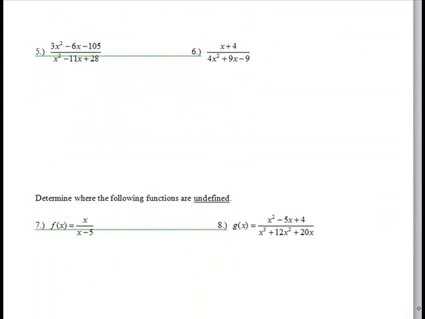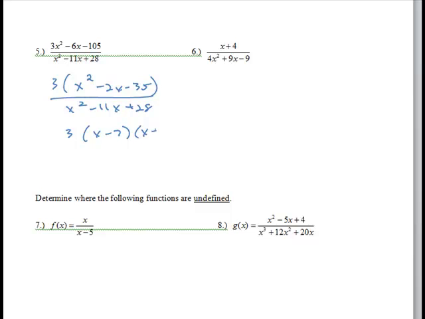Example 5, still simplifying, so factor the numerator. Don't forget, follow all the same factoring steps. It's in standard form. Always check for a greatest common factor, which is 3 in this case. So continue on factoring. 3 times x minus 7 times x plus 5 in the numerator, all over x minus 4 times x minus 7 in the denominator. So the x minus 7's cancel out, leaving us 3 times x plus 5 over x minus 4.